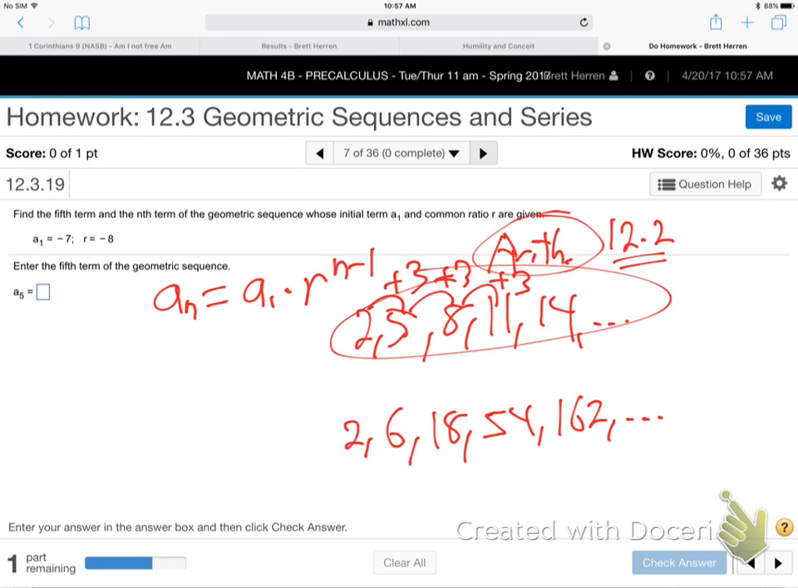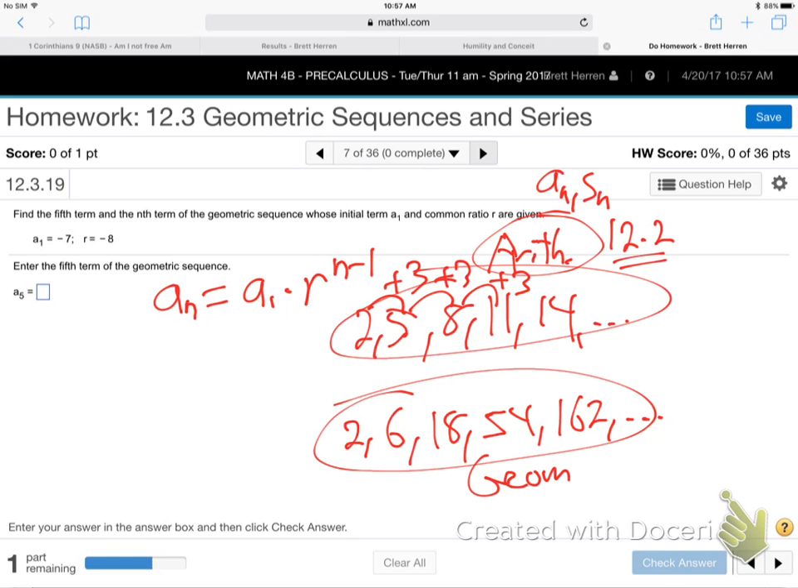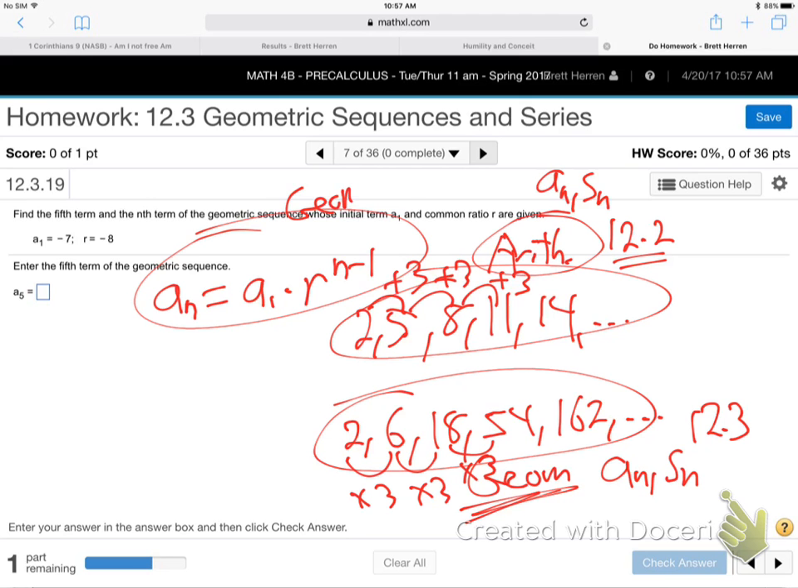That was section 12.2. And we had an a sub n and an s sub n formula in that section for arithmetic sequences. That was last night's homework, right? And now this one is geometric. Why? Because it's going times 3, times 3, times 3, etc. So when you're multiplying or dividing by the same number every time, that's called geometric. And we're going to have an a sub n and an s sub n formula in this section, 12.3, for geometric sequences. I'll give you all 4 formulas right at the top of exam 4, which is the week after next. They'll all be up there.